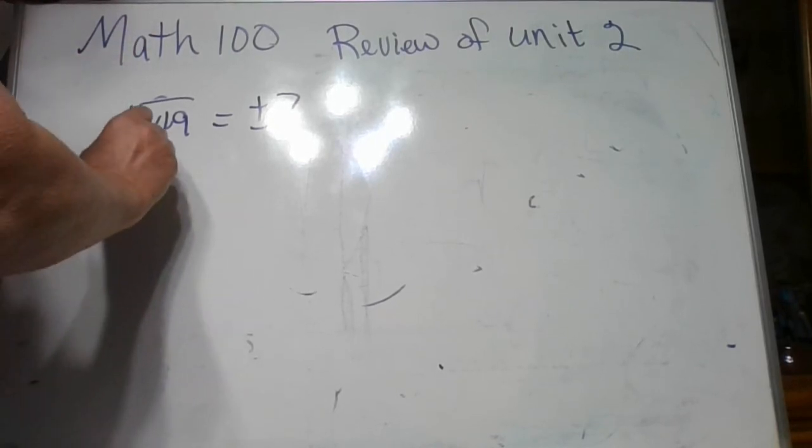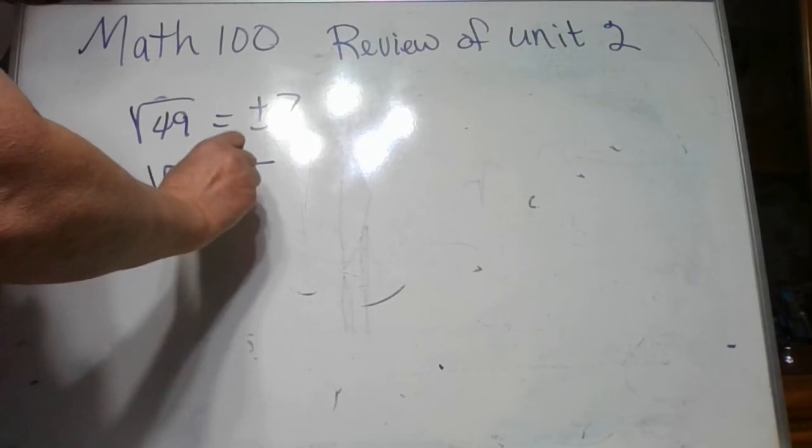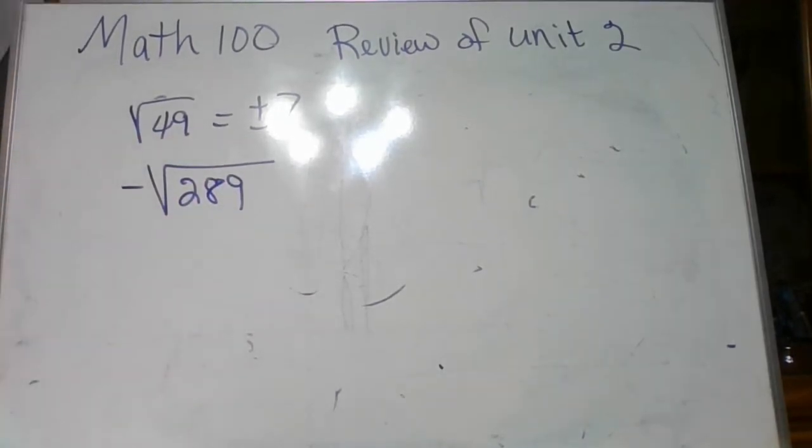If I have a negative on the outside, like the negative square root of 289, see if you can put that in your calculator and work it out.